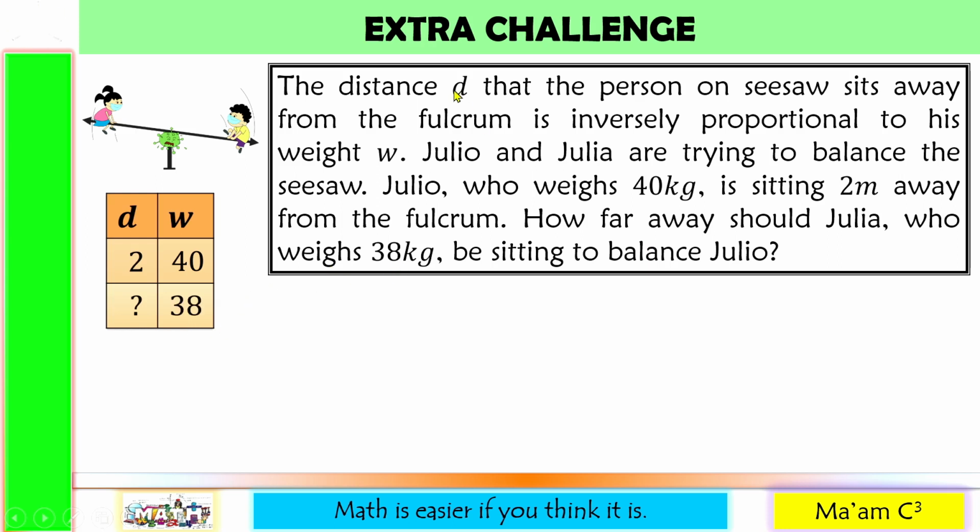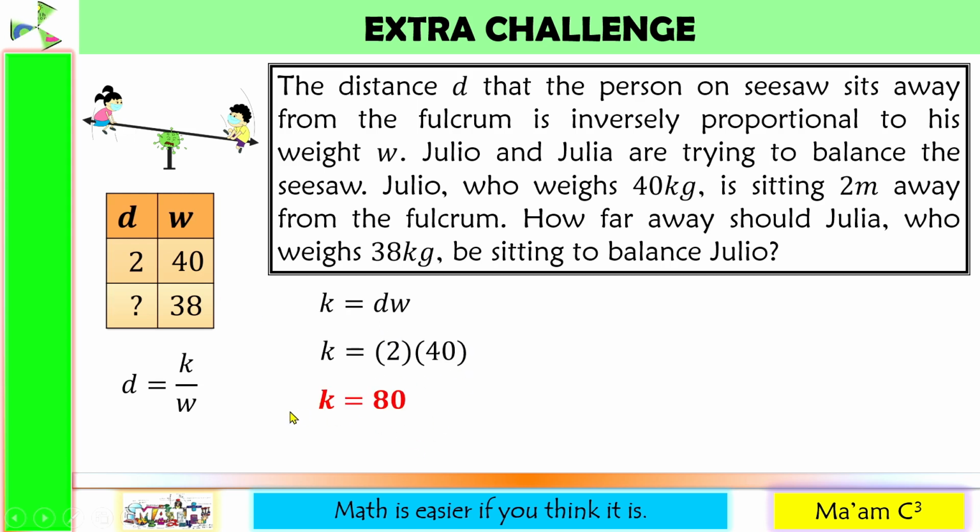Since D is inversely proportional to W, we have D is equal to K over W. Cross multiplication, K is equal to D times W. We already have the value of D, that is 2, and W, which is 40. Let us multiply them. This will give us 80. So our K is equal to 80.